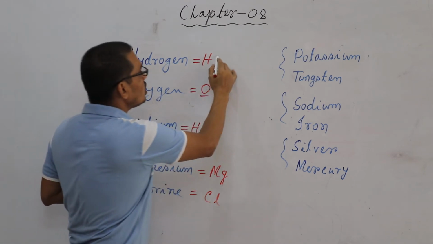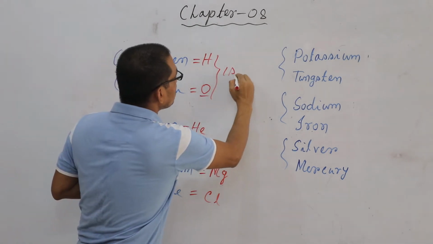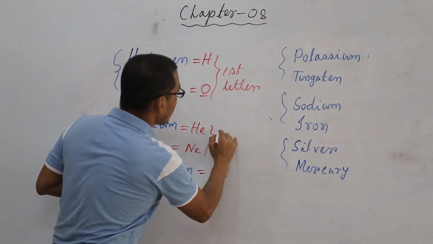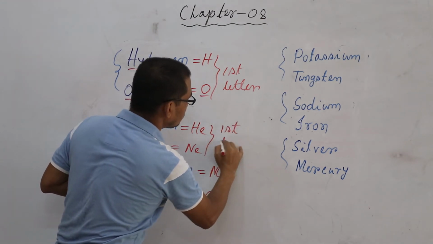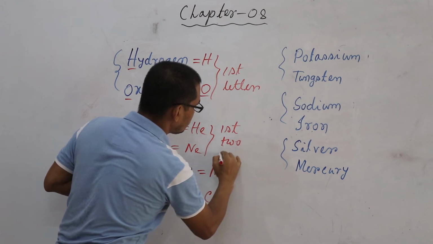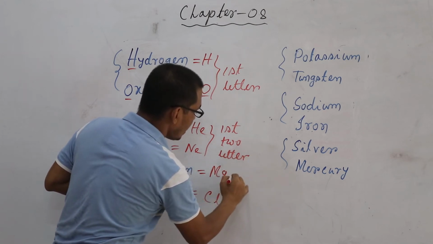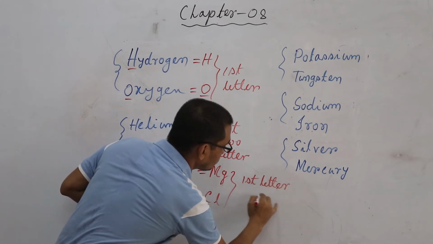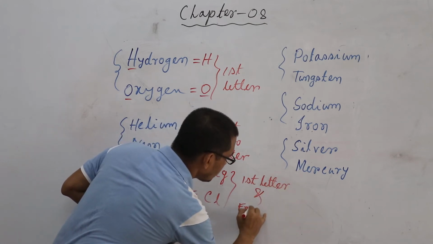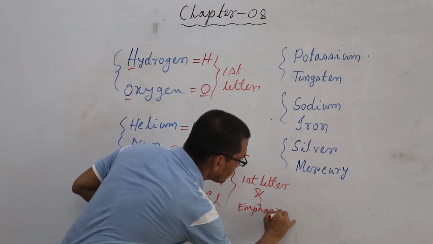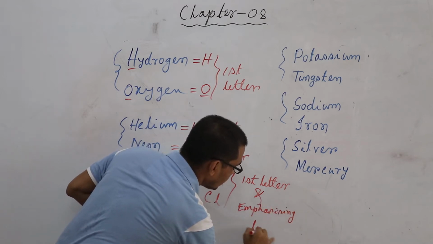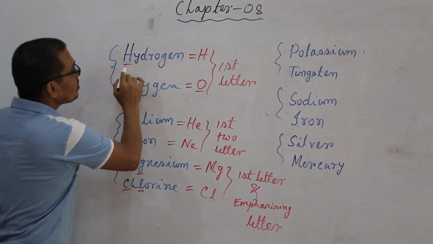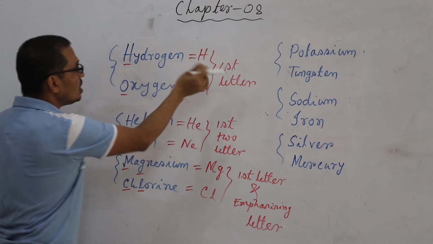So here we have three things: first letter, first two letters, and first letter and emphasizing letter. And these are the English names of these elements.